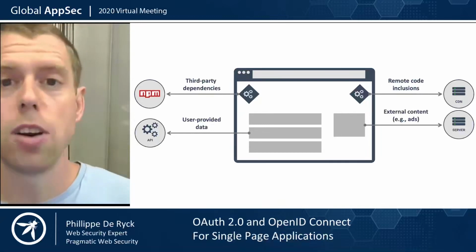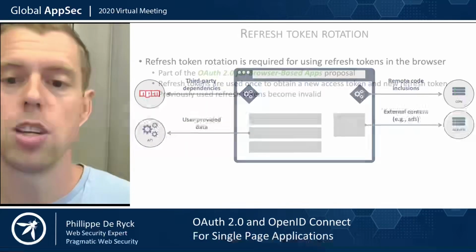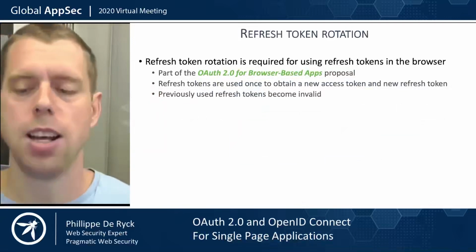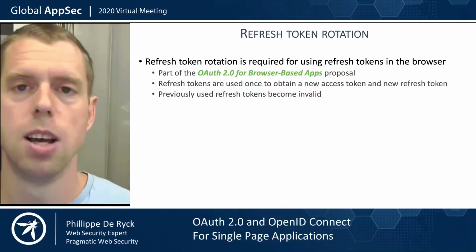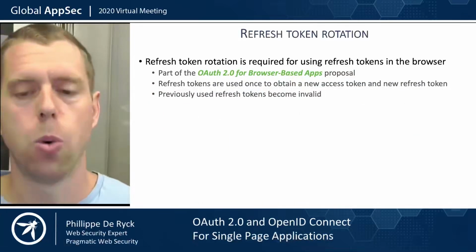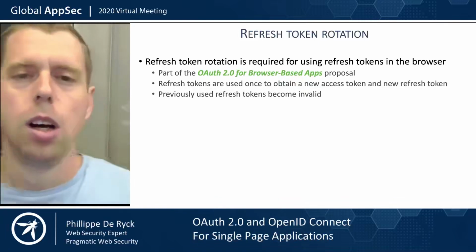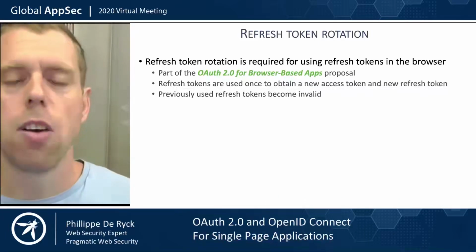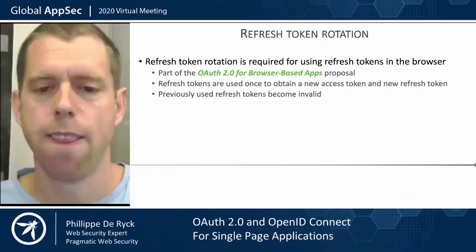You can only use refresh tokens when they follow an additional security mechanism known as refresh token rotation. And that mechanism was first defined in an addition to the OAuth 2 spec for browser-based applications and is now part of OAuth 2.1, which is in a current draft. In essence, refresh token rotation is a fairly simple concept. I'm going to explain that to you with a timeline.